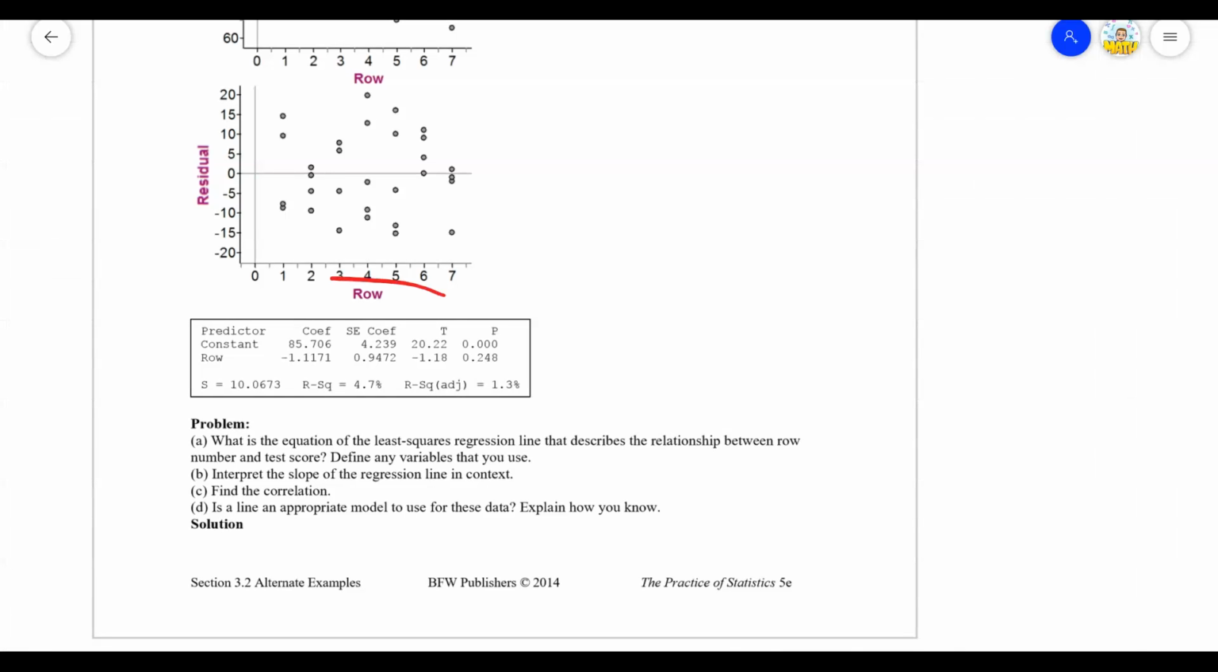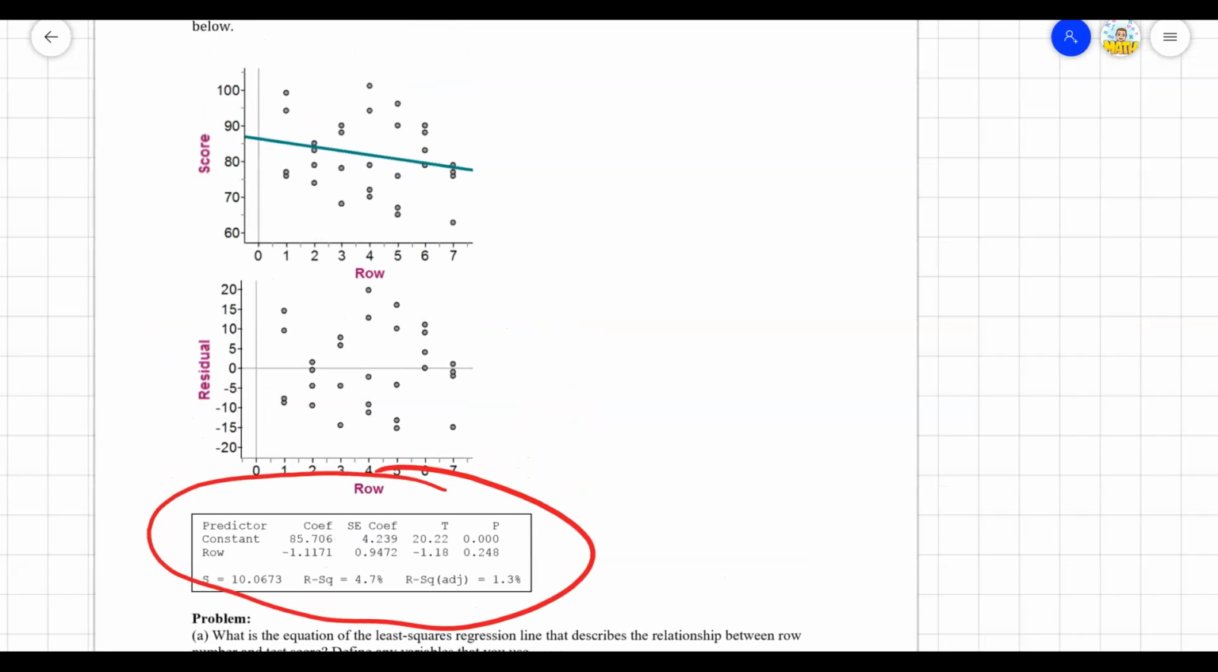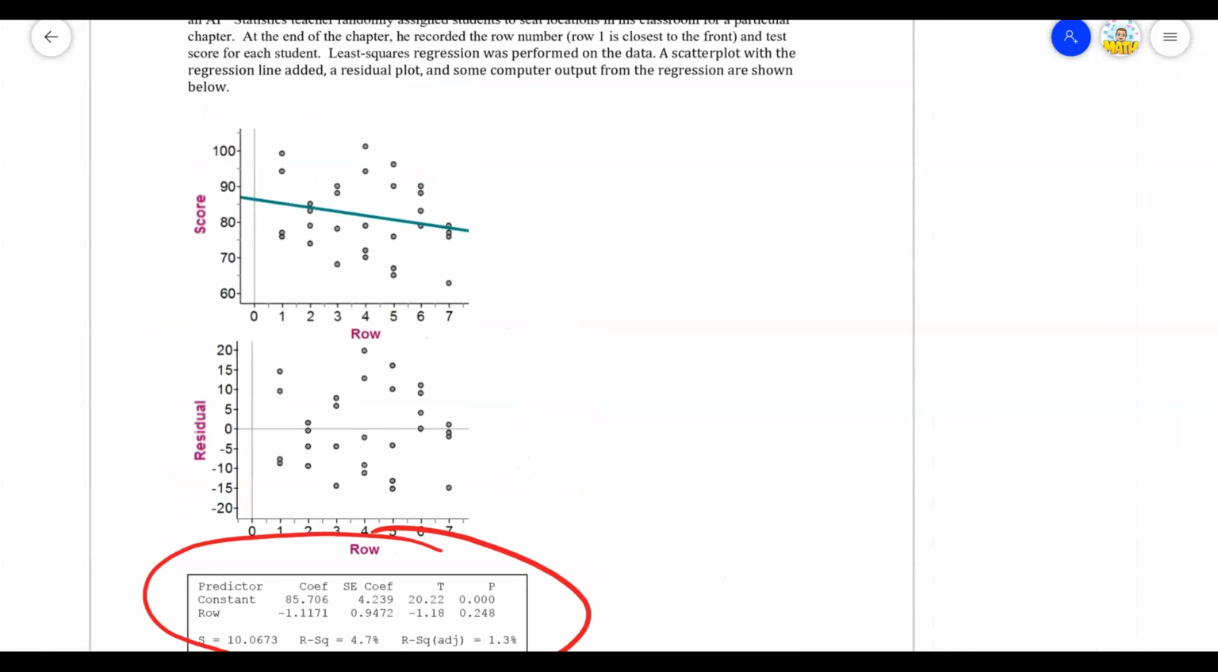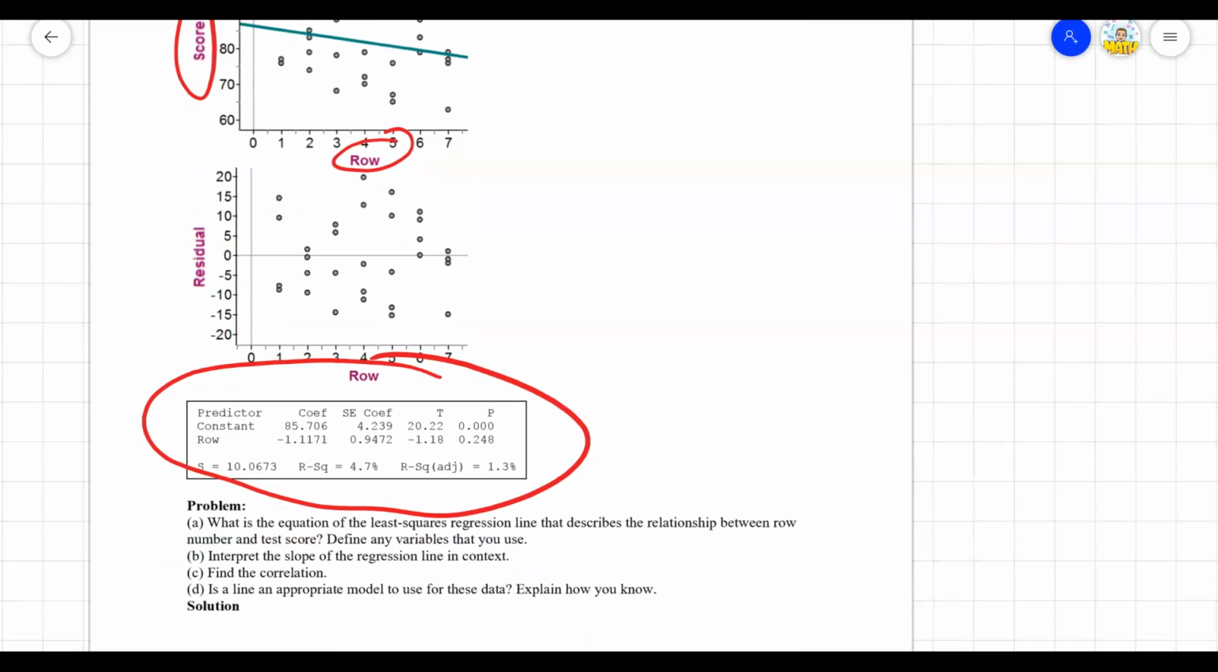So here we have a typical computer printout. I want to make sure that we can get a regression line off of this. So let's remember what we're doing. We're predicting score based on the row that they're sitting in. Looks like a negative correlation, but remember what row 1 means: you're closer to the front. So the model would suggest that people sitting closer to the front are scoring higher.